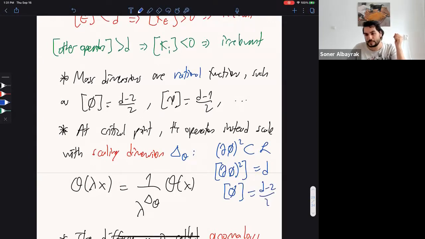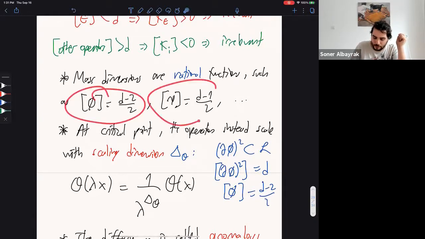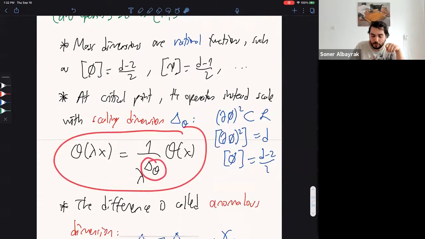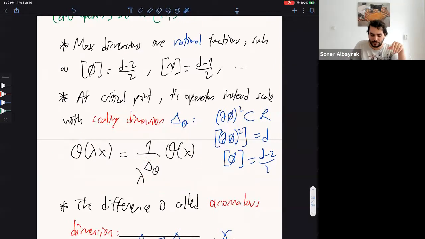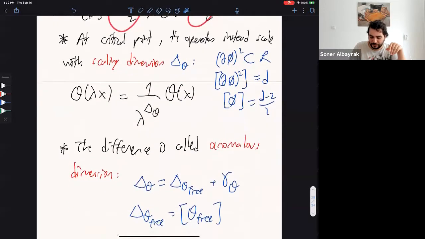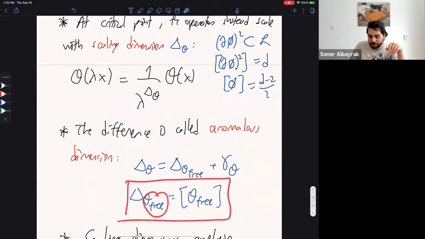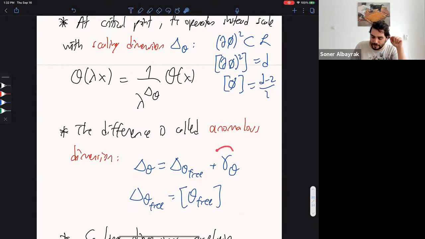So from that, it follows that φ needs to have dimension (d-2)/2. This is a free theory, an expansion around the Gaussian fixed point, which is why I keep saying these are only true at the Gaussian fixed point. At the critical point, though, these values are different. The operator doesn't scale with these values. It scales like this: if you consider an operator O and change its argument with lambda, it scales like that. This Delta_O is a real number. It doesn't have to be a rational number. The difference is called the anomalous dimension. If it's a free operator, its scaling dimension is the same as its mass dimension. But in general, if it's interacting, then it gets this anomalous dimension.